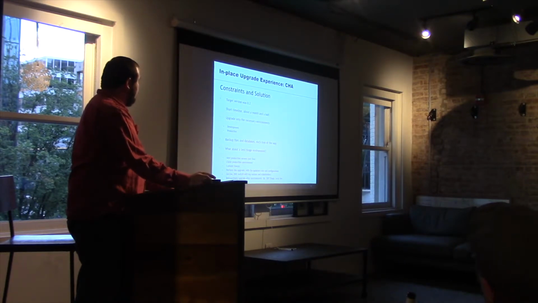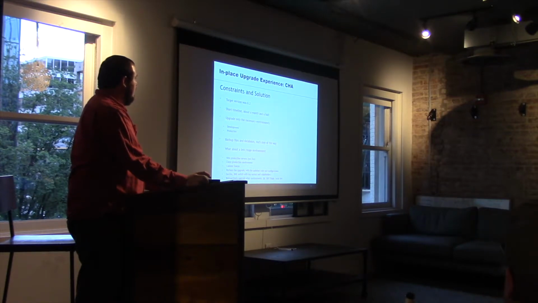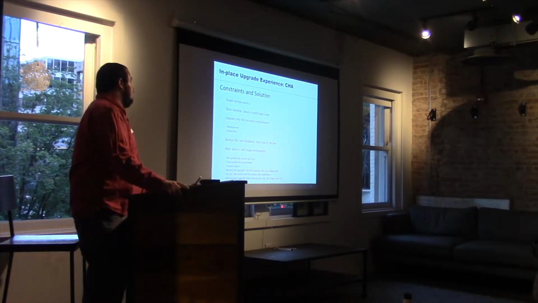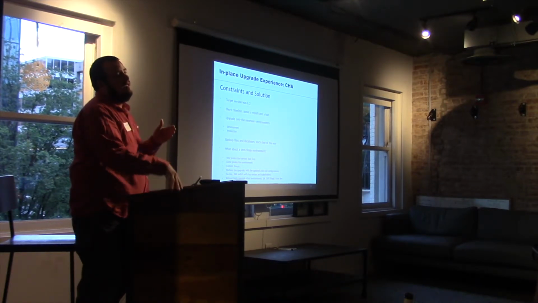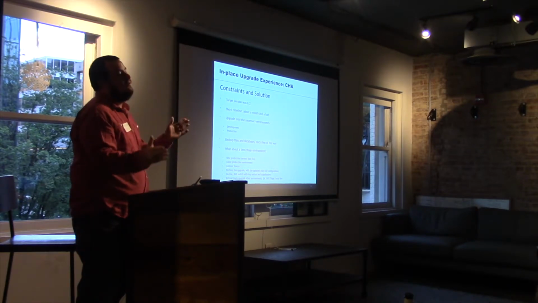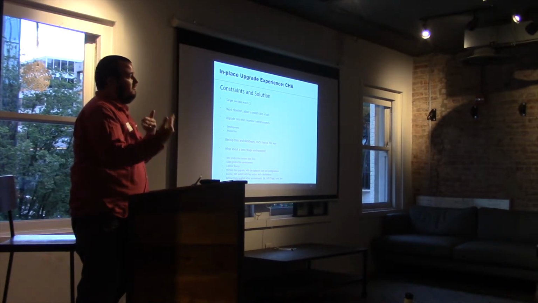So some of the constraints and the solution that we ended up doing for the CHA upgrade. First of all, the target version was 8.2. So when we're doing a lot of research, making sure that when we're doing upgrades and we're looking at EXM modules, we want to make sure that we're hitting that version, so doing the research against that version.